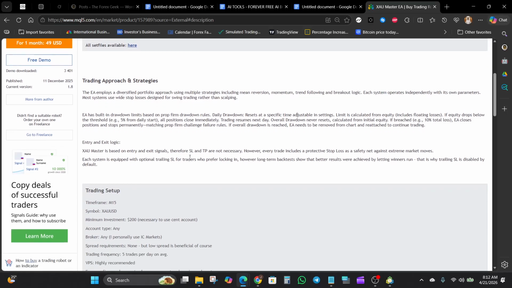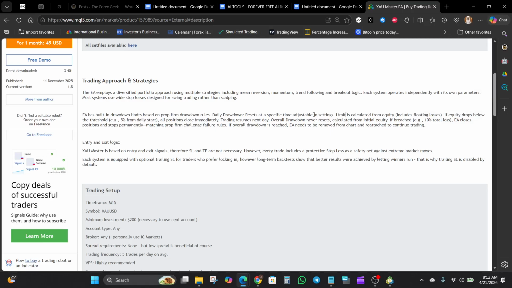Now, in terms of features, there's quite a lot going on here. First, each system operates independently. All right, you can see there is an independent operation with its own parameters, which means that trades can be coming from different strategies at the same time.